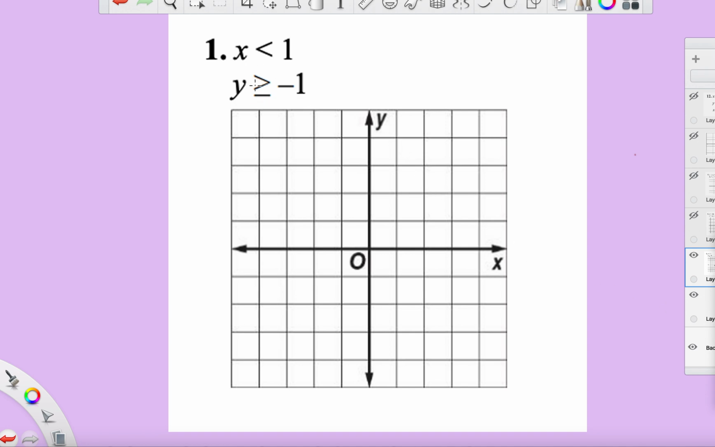inequalities, right? If it has the equal sign, then it's a solid line. If it does not have the equal sign under it, it's just less than, then we're going to graph a dotted line. So x is less than 1. So it's at the 1, you put a dotted line there all the way down.